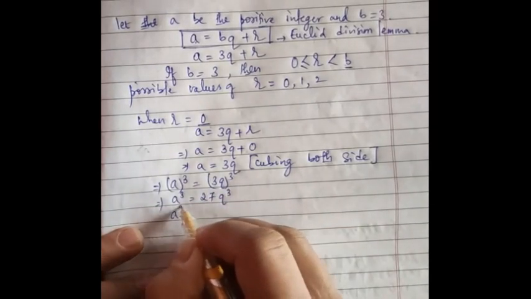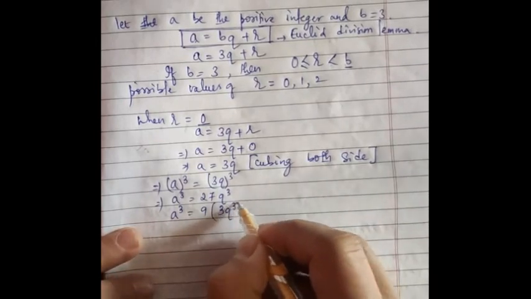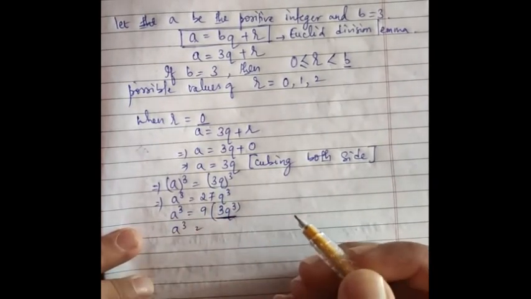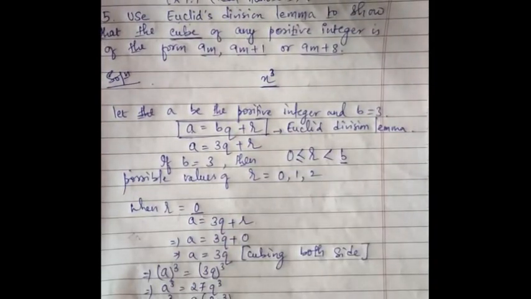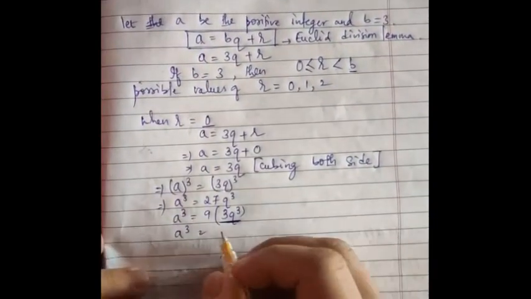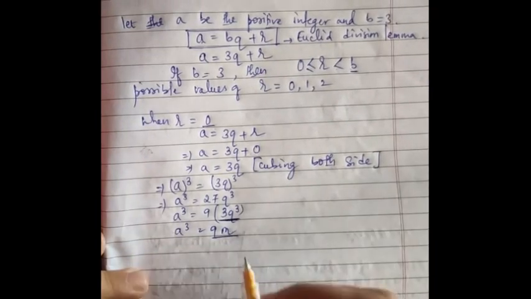So I'm here going to take the 9 common. 9 times 3 is 27. Okay, so our 3q cube here is an integer. So q is an integer, so m is also an integer here, right? So I'm going to put here m. So a cube is equal to 9m. So this is the first condition.